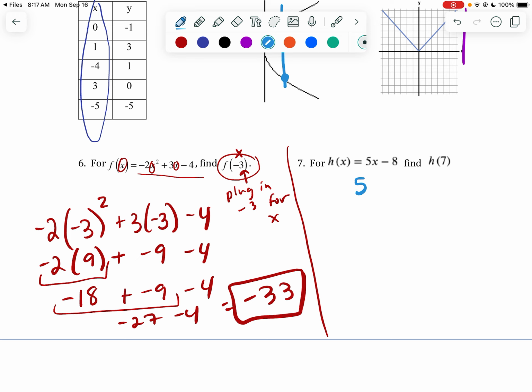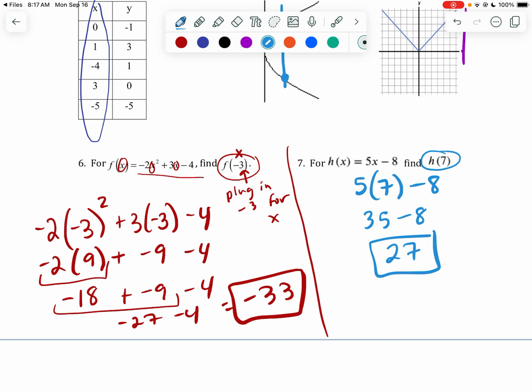All right, so hopefully you took x, made it into a 7. And then again, you could just type this right into a calculator. 35 minus 8, that should be 27. Okay, so that's evaluating. You're just plugging something in.